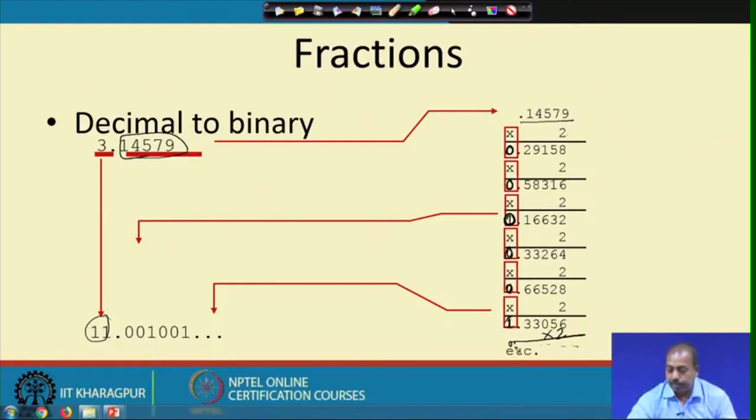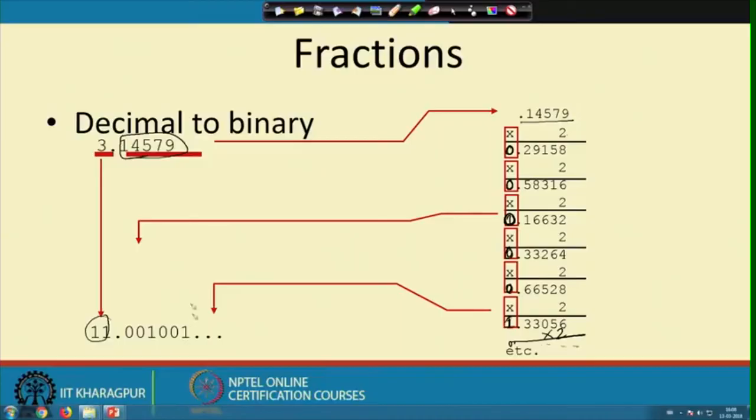If it ends at some point, if everything becomes 0, you can stop there. Otherwise it can go to infinity, but for computer systems there is a finite storage, so you cannot represent infinitely many bits after the decimal point. We have to stop at some point. If we stop after so many bits, this is 0.001001.